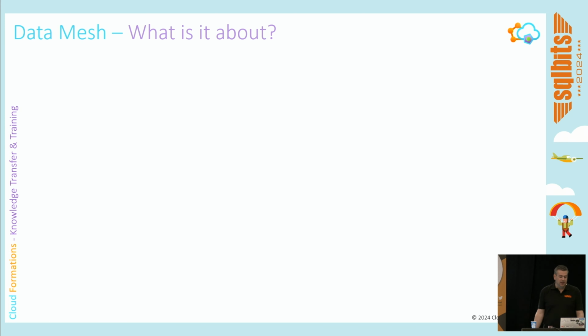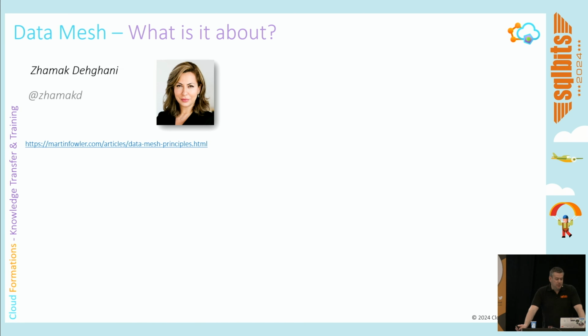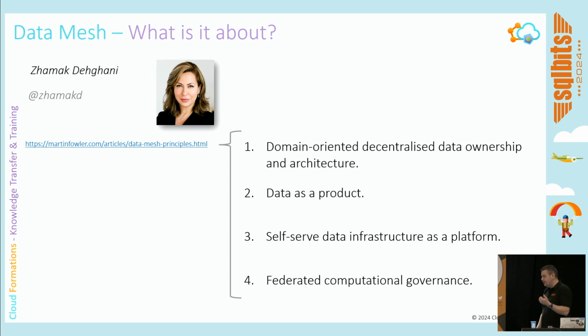Now, of course, we can't talk about data mesh without mentioning this lady, Zhamak Dehghani, I believe is the correct way to pronounce it. And of course, what we know from Zhamak is that she gave us these 4 principles. Domain-oriented, decentralized data ownership and architecture. Whew, that's a big one.